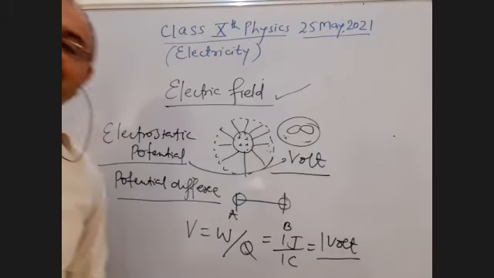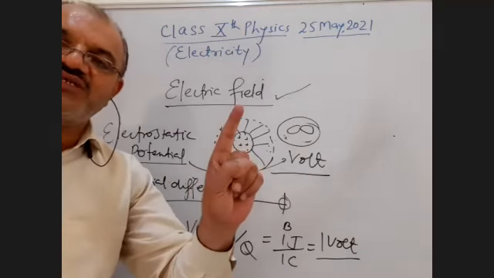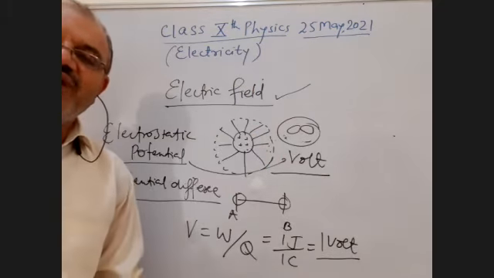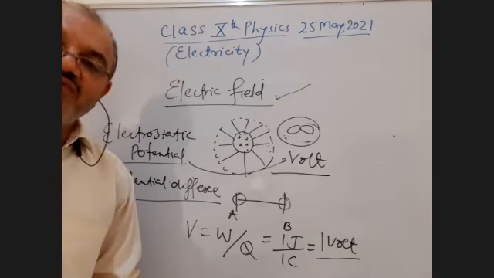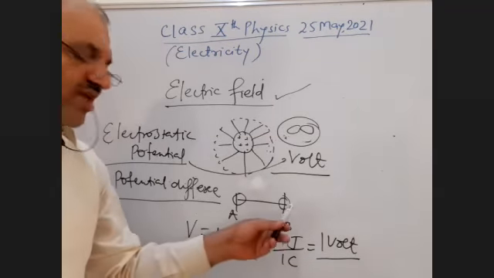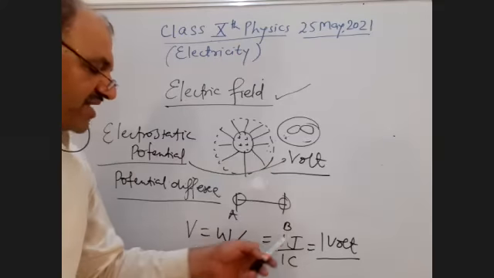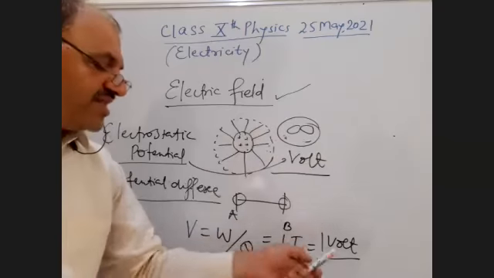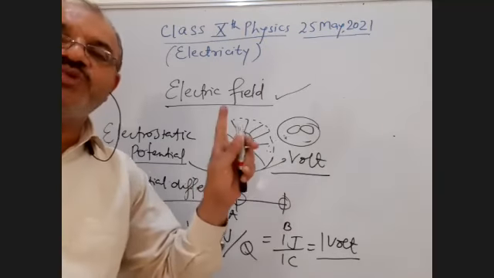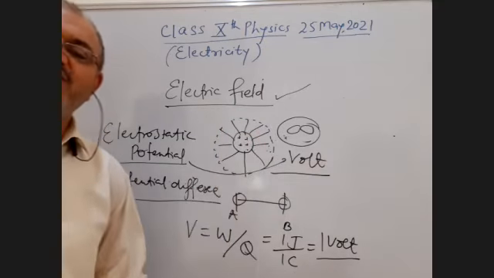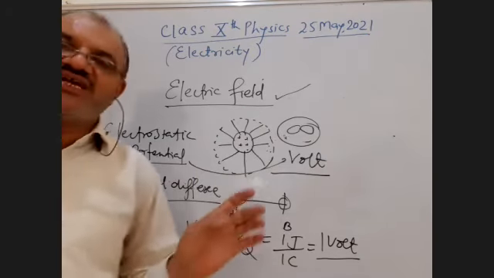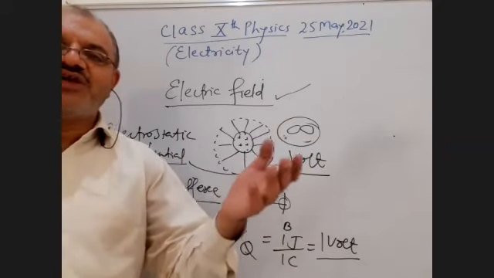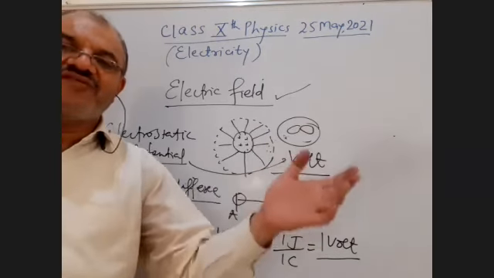Or the question comes: define 1 volt of potential difference. 1 volt of potential difference is the work done when, in an electric field, we bring a unit positive charge from one point to another point. If the work done is 1 joule and the charge is 1 coulomb, then the potential difference is said to be 1 volt. Volt is the SI unit of potential difference, and potential difference is measured with the help of a voltmeter, students, and the voltmeter is always connected in parallel in an electric circuit.